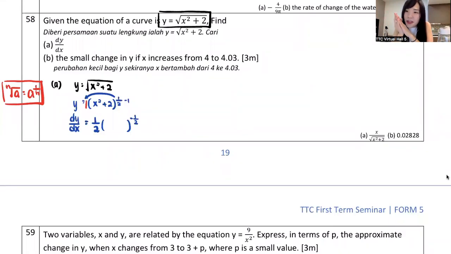Maybe you ask me, teacher, bracket inside how? Bracket inside, don't change it. Write the same thing. This is how you usually differentiate, correct? But not for now. Now, what is the difference?